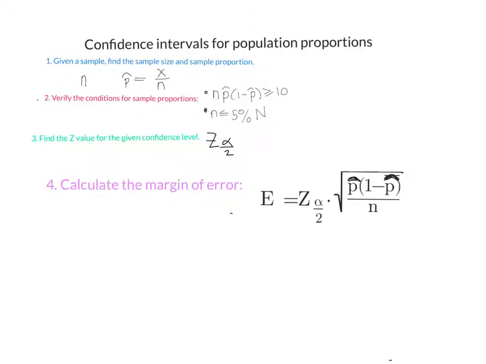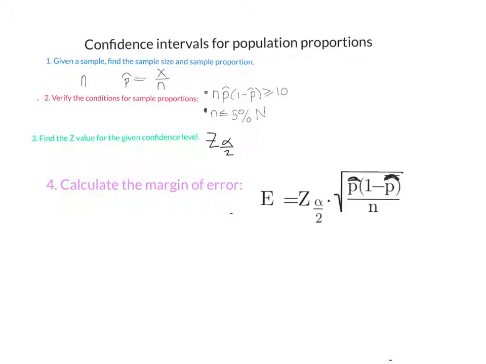The fourth step will be to calculate the margin of error. The margin of error here is a little bit different than the margin of error when we had a mean. It's still the z-score, and then we're going to multiply it by the square root of p hat, the sample proportion, times 1 minus the sample proportion, divided by n, our sample size. So we just need to calculate that margin of error, and then you should know what happens after you calculate the margin of error.